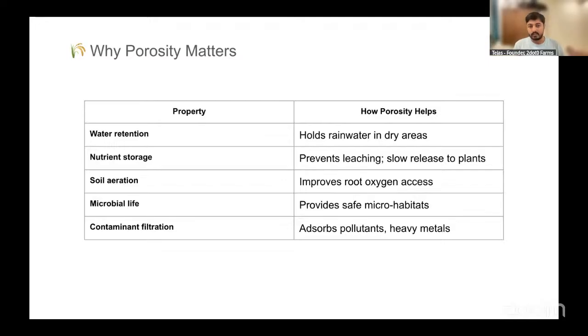Root oxygen access increases, as do soil aeration and microbial life. We talked about it: it provides a safe habitat for microbes. So pores along with surface area are important for all these different things. And porosity, with the cation exchange capacity and the adsorption properties, means that when a contaminant comes, it can get locked and immobilized there, and it can help us reclaim some of the spoiled lands and also remove or immobilize pollutants and heavy metals from the soil.